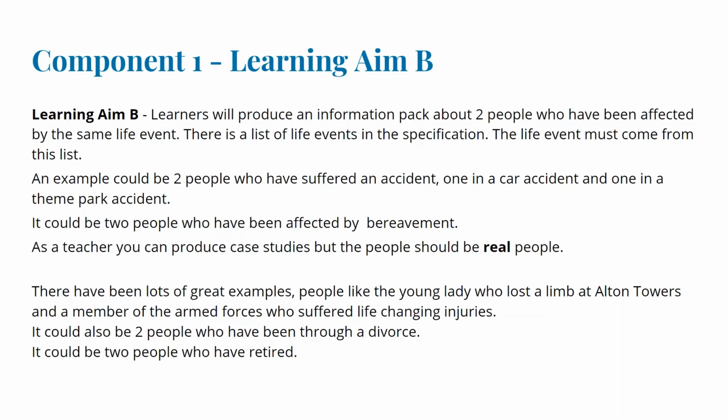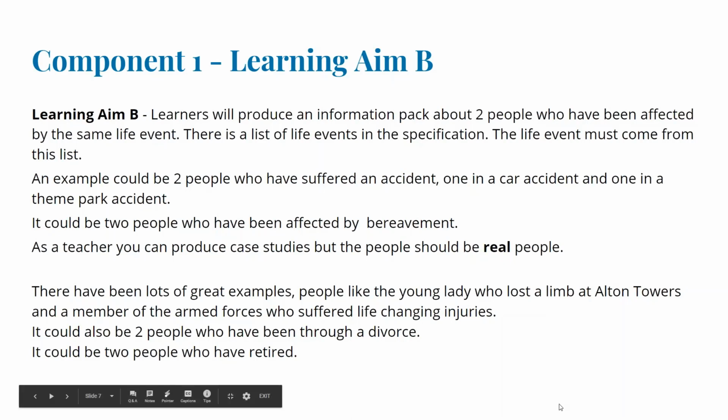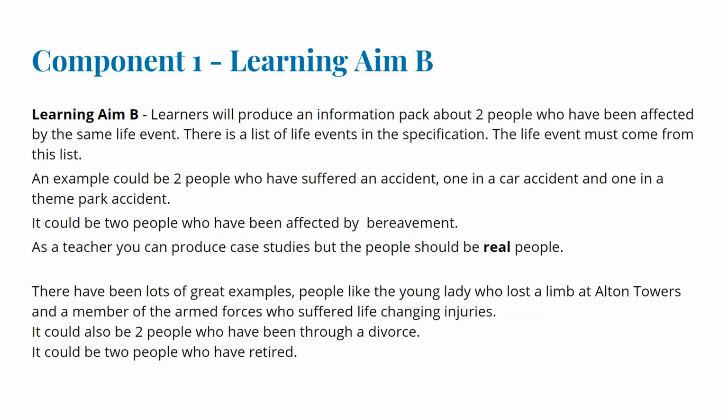Now, I've had lots and lots of questions from teachers about which kind of life events they can use. The life events must come from the list that's in the specification, where we were looking just a moment ago. And it has to be the same type of life event. So it could be 2 people who suffered an accident, but exactly the same accident is really, really slim. So it's fine to find somebody who's perhaps had a car accident, or somebody who's perhaps been in another type of accident. We've had lots of people who've been looking at the young lady who lost a limb at Alton Towers, because it was in the news last year. So it can be anything, but it has to be 2 people.